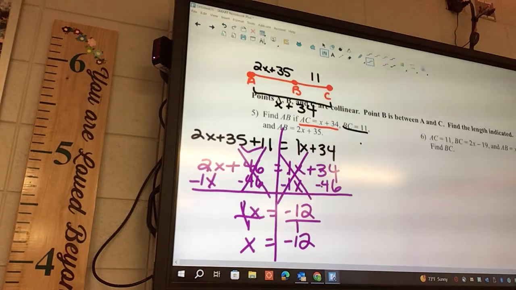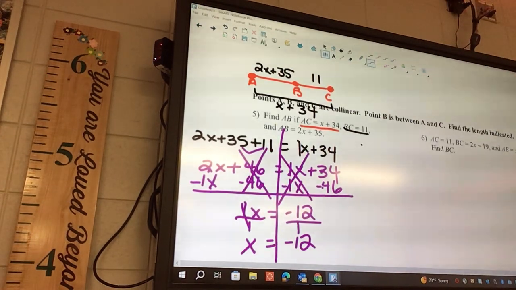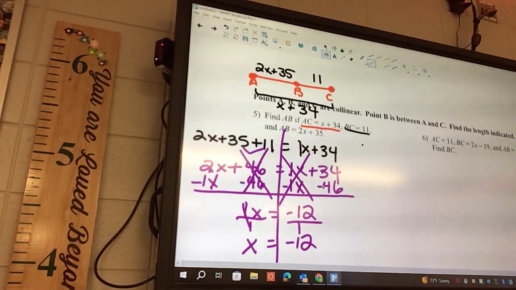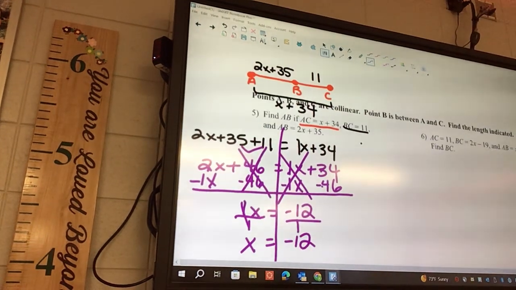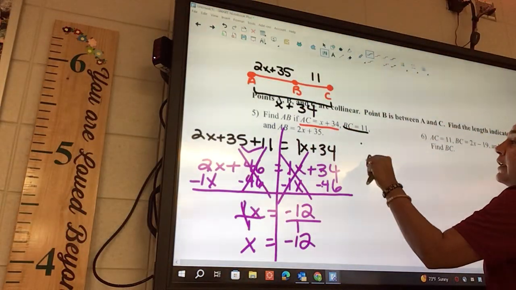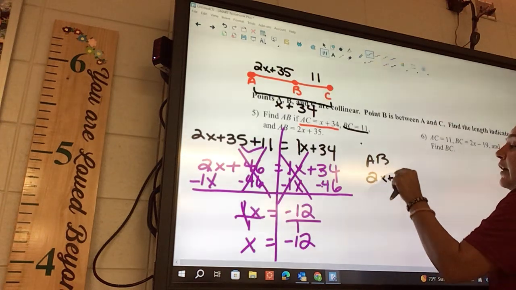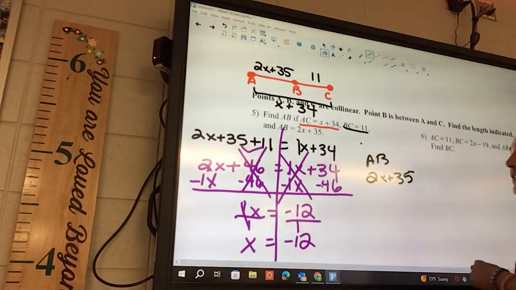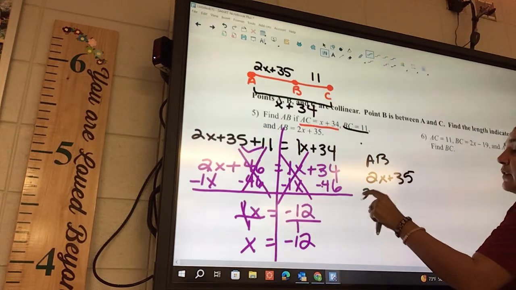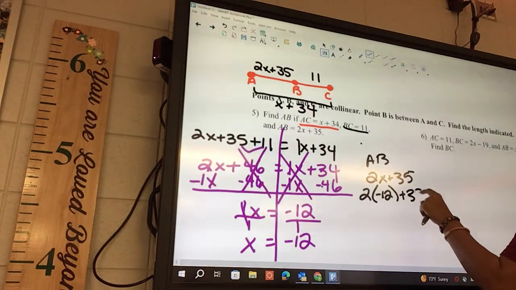Okay, now, if we go back through and read, what did it tell us to find? Find AB. Which one was AB? 2x plus 35. It was the small on the left. Okay, so AB is 2x plus 35. And we know the x now. What is the x? Negative 12. So it's going to look like 2 parenthesis negative 12 plus 35.